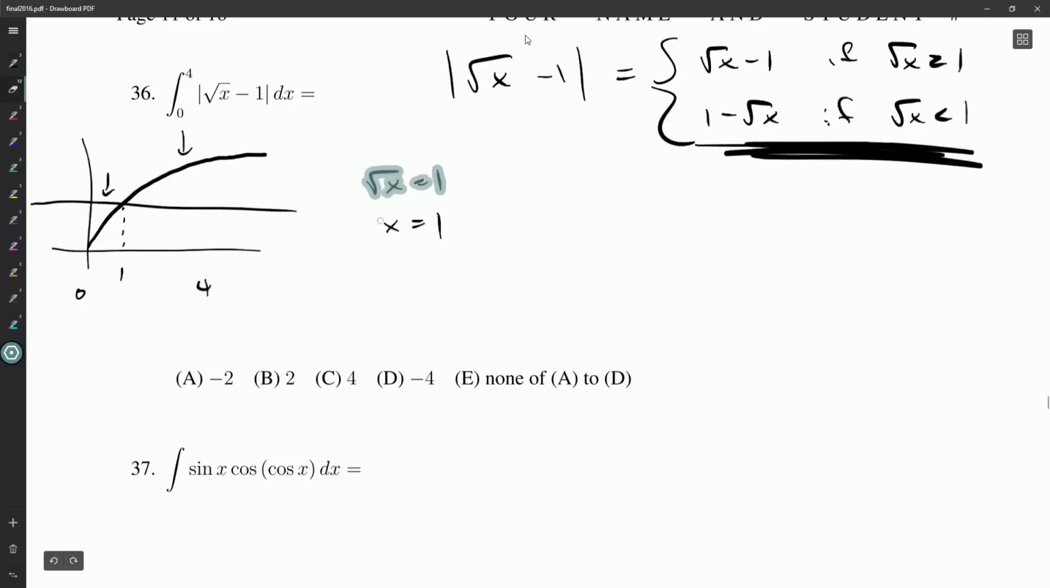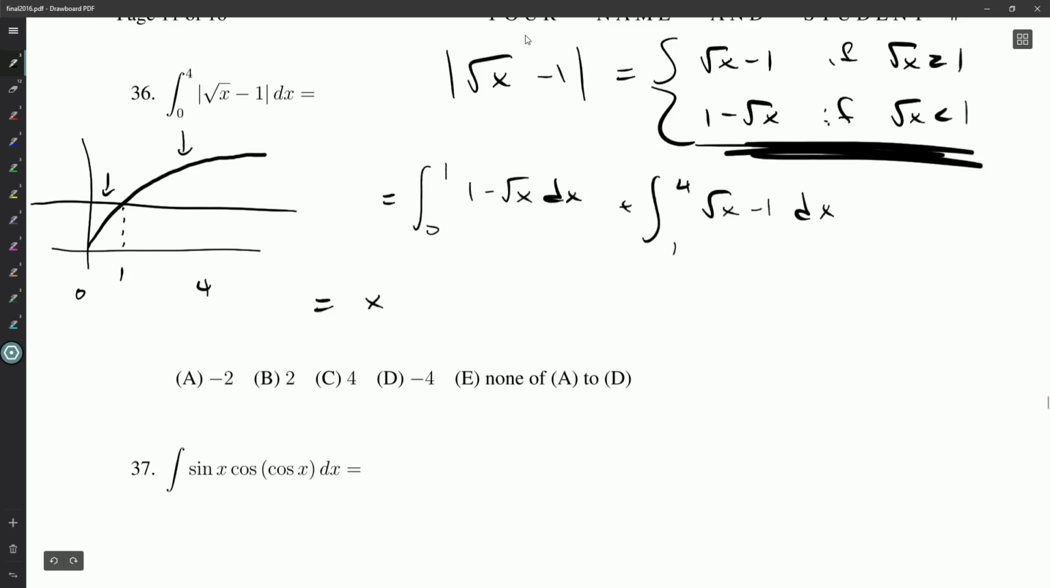Okay, so get a little more space here. So we can break our integral up into 0 to 1, 1 minus root x dx, and then 1 to 4, root x minus 1 dx. Okay, so we'll have x minus 2/3 x to the 3 over 2, 0 to 1, and then 2/3 x to the 3 over 2 minus x, 1 to 4.